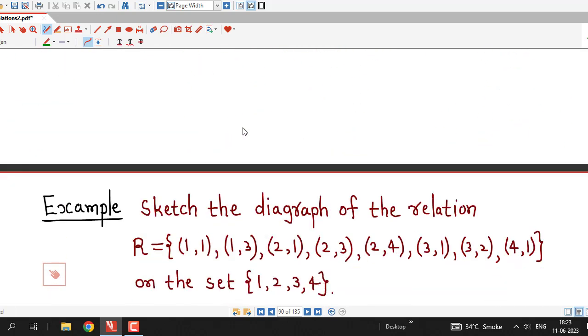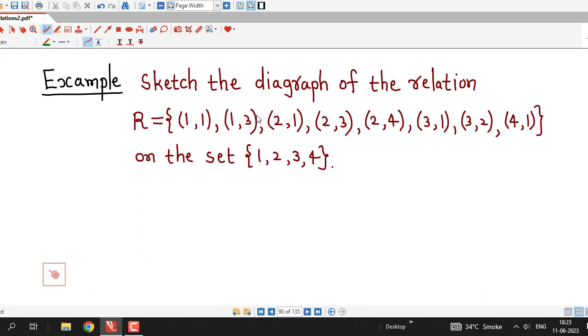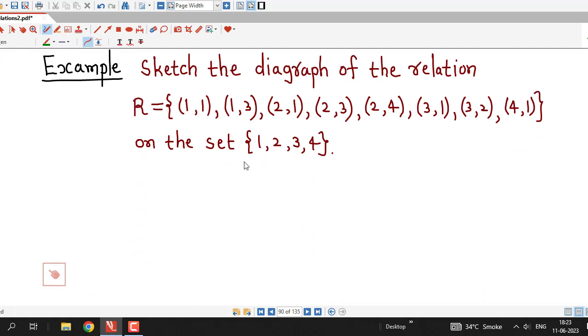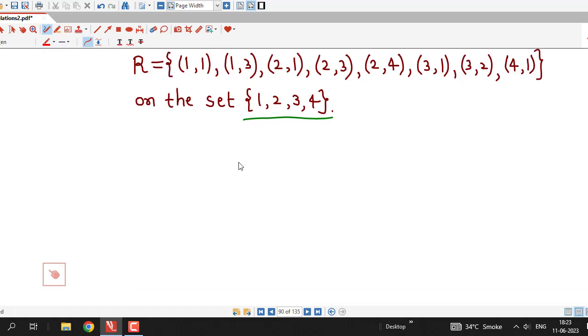I have taken another example also. Here I have taken this set having 4 elements 1, 2, 3, 4, and here also we are asked to sketch the diagram of this relation which is defined on this set. So as in the earlier case, first I have to draw 4 vertices, say 1, 2, 3 and 4.